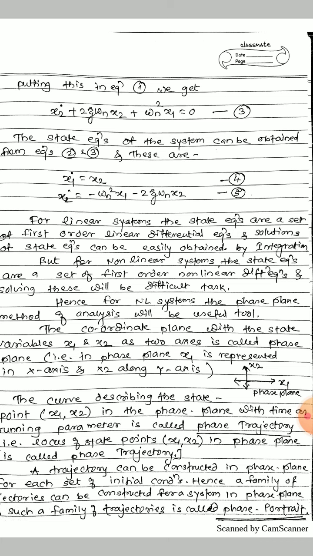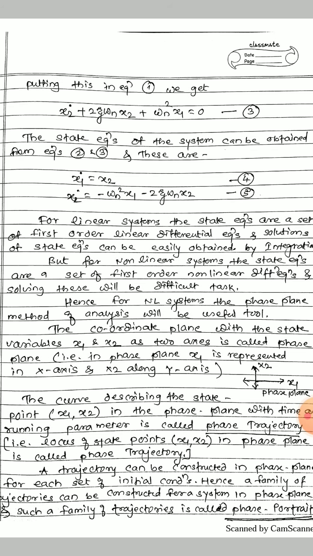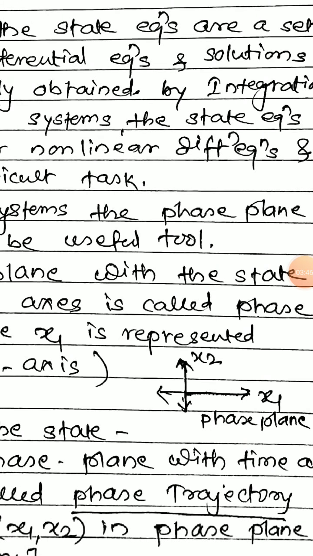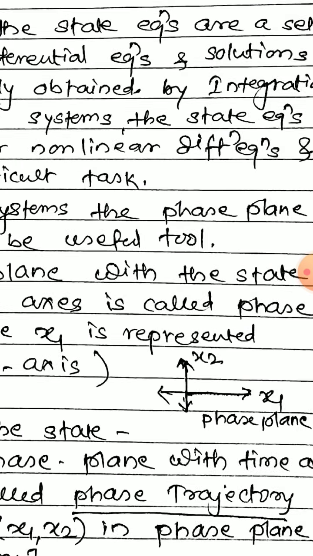The coordinate plane with the state variables x1 and x2 as two axes is called as phase plane. That is, in phase plane, x1 is represented along x-axis and x2 along y-axis. So it can be as shown. So here we can see that x1 along x-axis and x2 along y-axis. So that is called as phase plane.